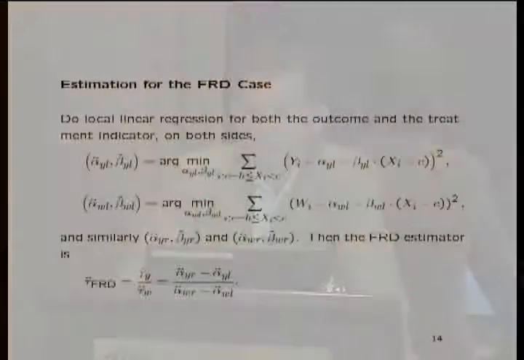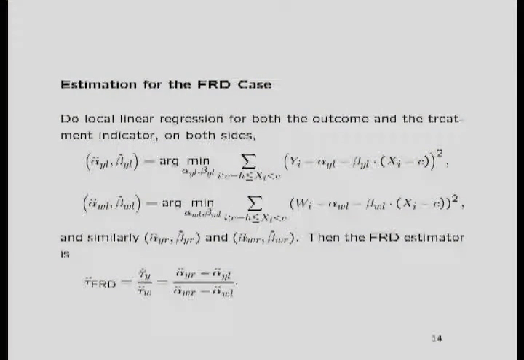Just before doing that, I want to set things up for the fuzzy regression discontinuity case as well. There, the idea would be to use local linear regression for both the treatment indicator and the outcome, estimate the two things separately, take the ratio of them, and that gives you the thing at the bottom.